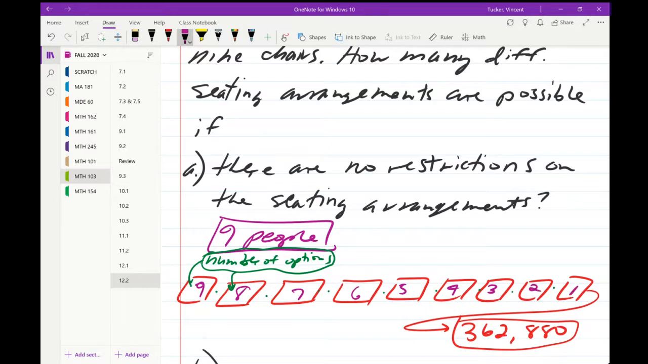So I always write down how many choices I have at each seat as far as people to sit down. And then multiply those together, that gives me 362,880.